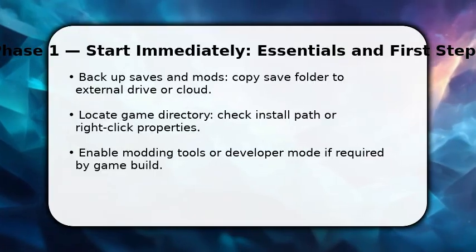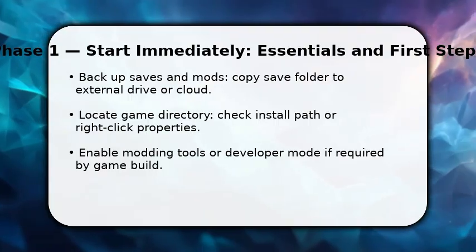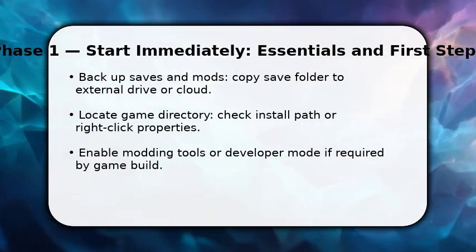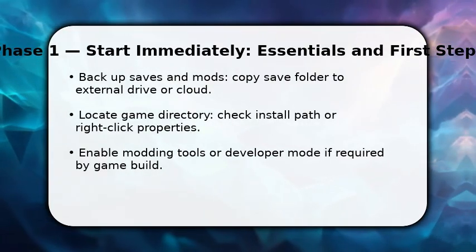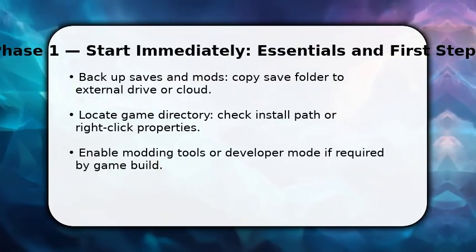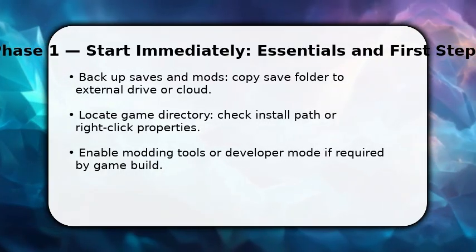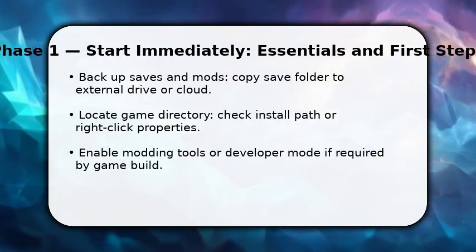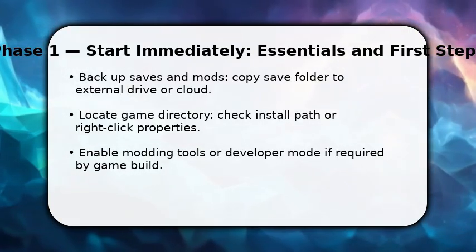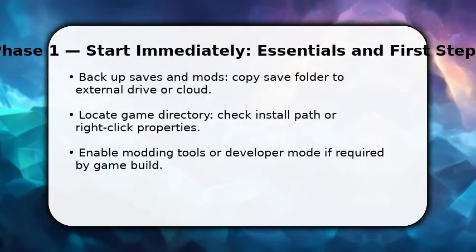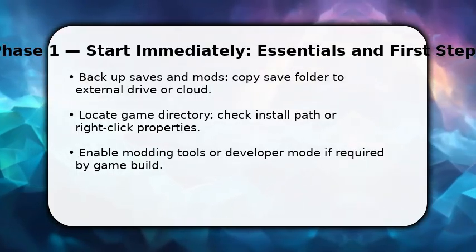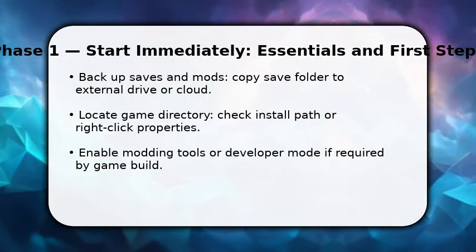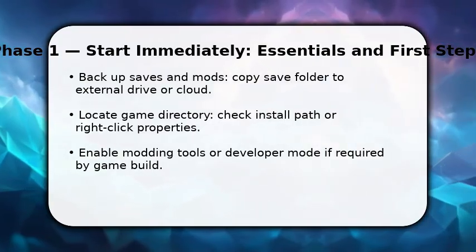You start by backing up everything, your save file and any current sticker files, so you can revert if needed. Once done, open the game directory and find the Assets or Stickers folder. This is where textures and metadata live. Make sure modding tools or the game's developer mode are active because those let you import or overwrite sticker files. You're now set to extract the existing sticker pack.